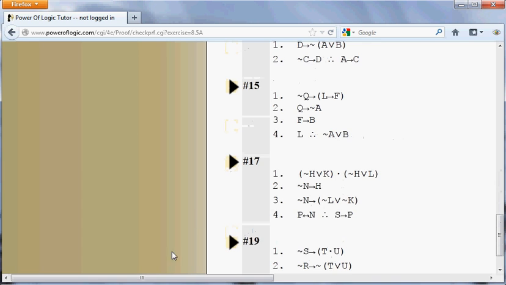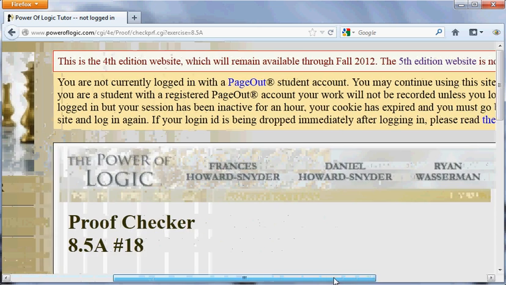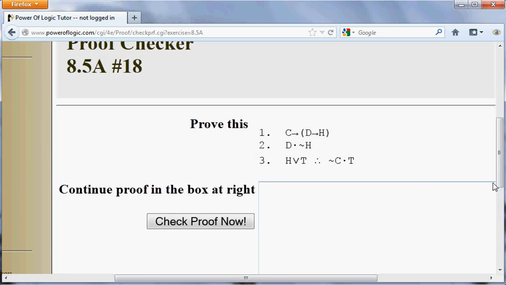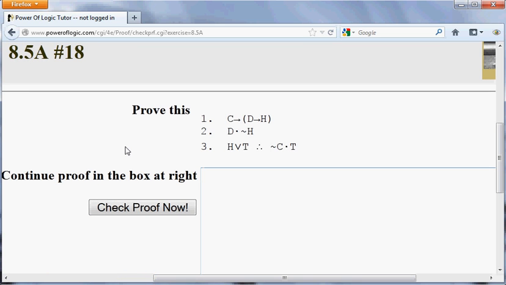Let's go down to number 18. Notice here I want to prove a conjunction. What do I want to assume for RAA? I am going to make an assumption here. I think I want to prove not C, and I want to prove T, and conjoin them together, and then I'll be done.